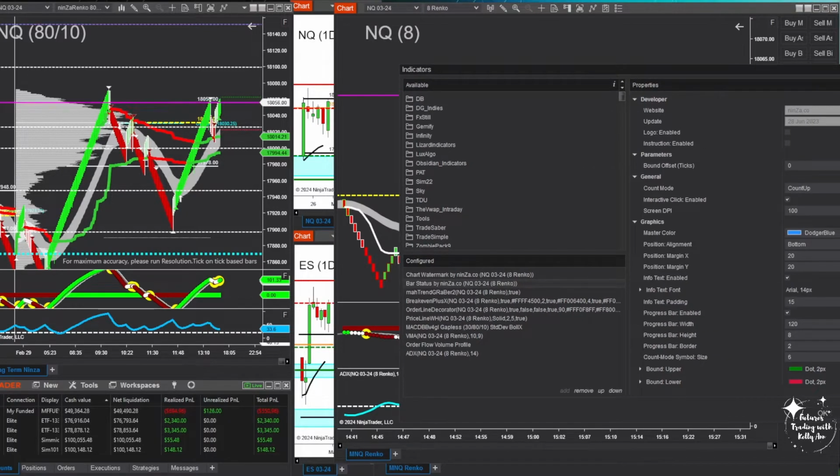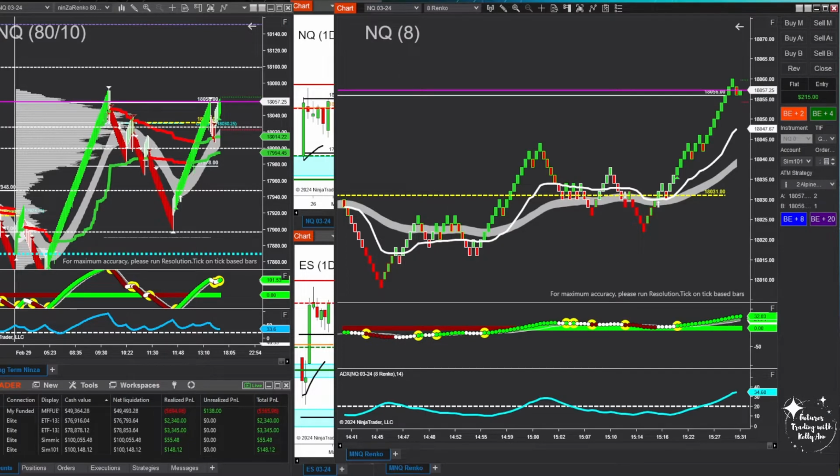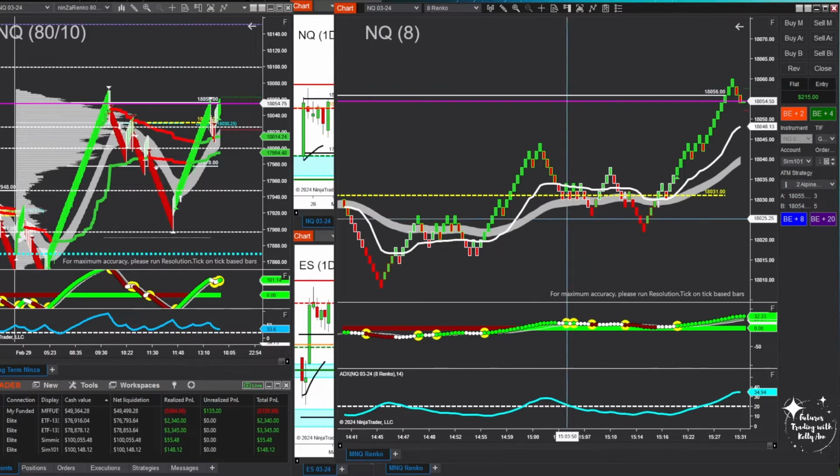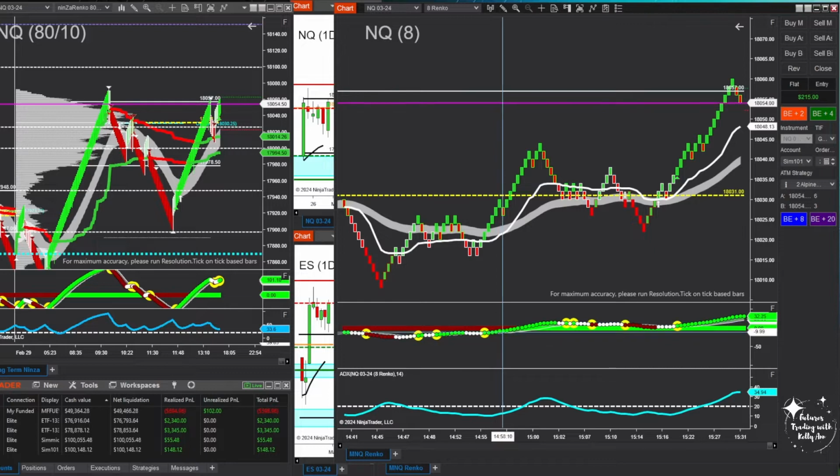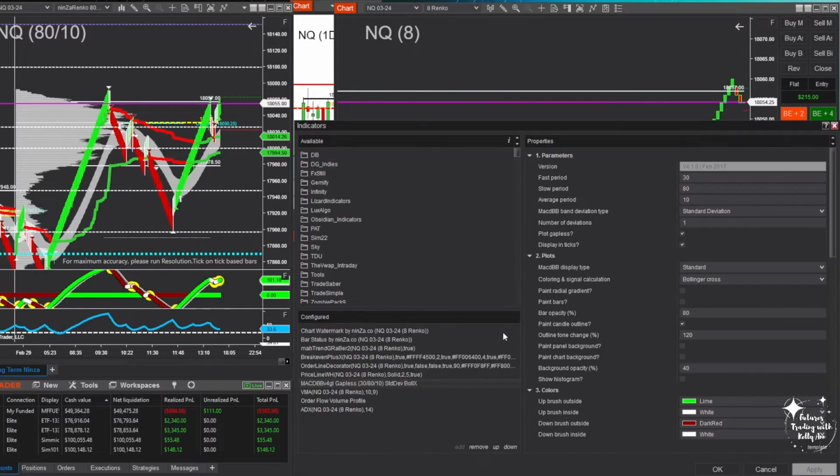It's a pretty simple chart. You could recreate this in any platform. If you're not using Ninja Trader, you could easily recreate this indicator setup in another platform. You just need different indicators. You know, I've got a BBMACD. It's set to 30, 80, and 10.